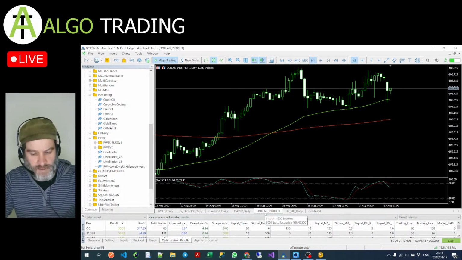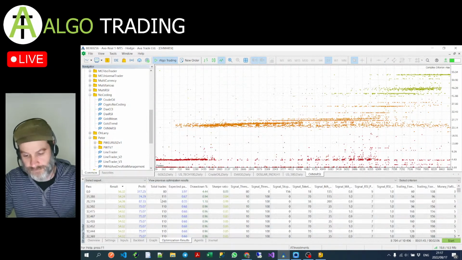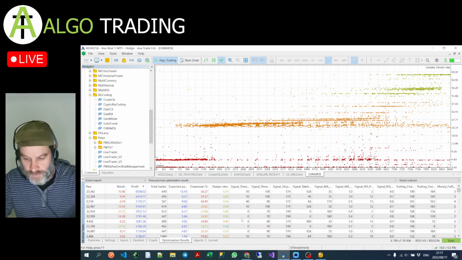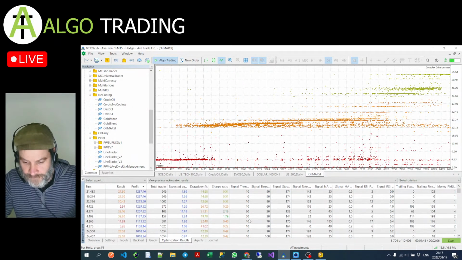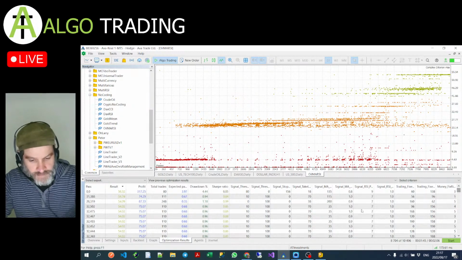Dollar index. Dollar was down. Okay, let's see how it does. It doesn't look great either. Oh well. You win some, you lose some. Let's just see if we've got anything we could play with here. It doesn't look like it.